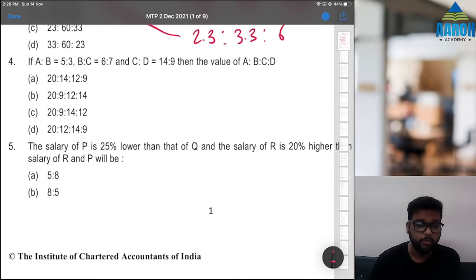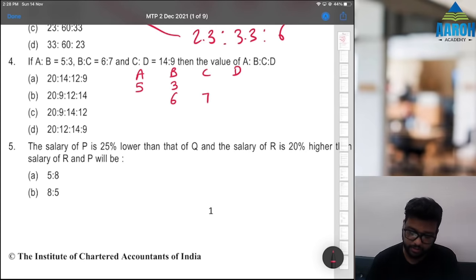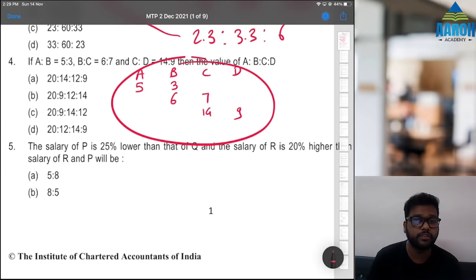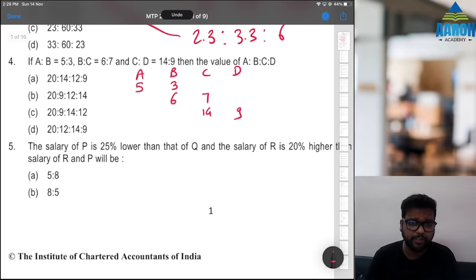Fourth, combined ratio question. A, B, C, D. We have A is to B is 5 is to 3. B is to C is 6 is to 7. C is to D is 14 is to 9. One thing you can do is, as I have explained in previous MTP, combine the ratios one by one. But don't do that in this question, because it can be solved in an easier way. If you want to know the general approach, go to the first MTP solution. I have explained it there. But otherwise here we have an easy way.